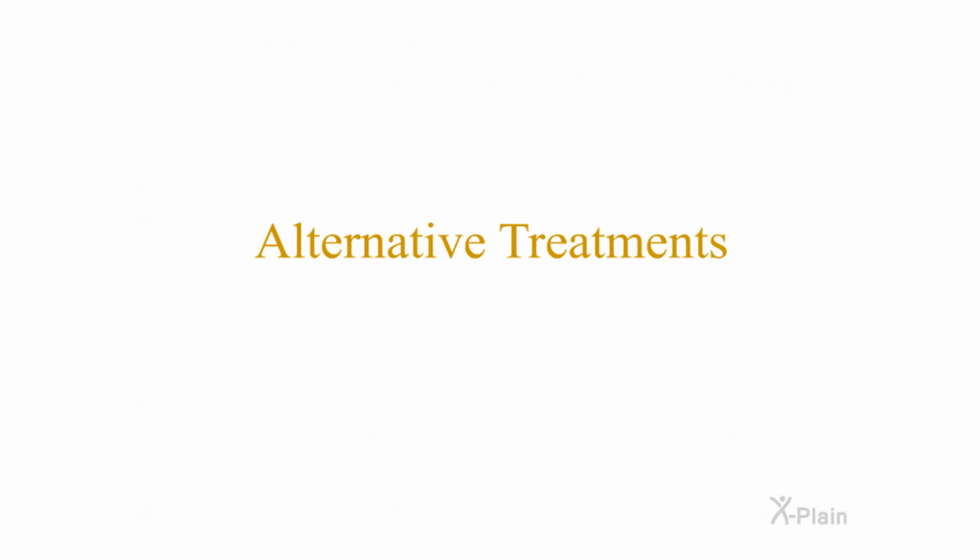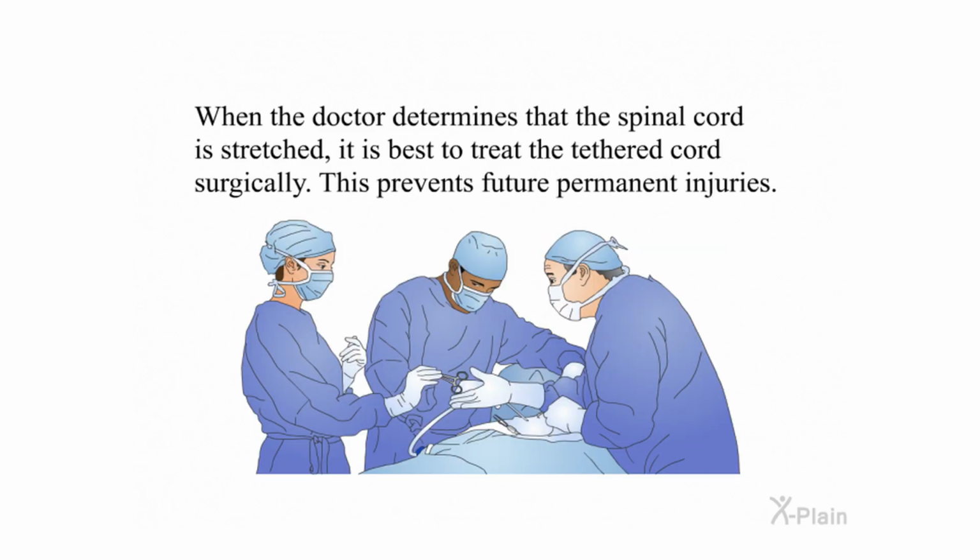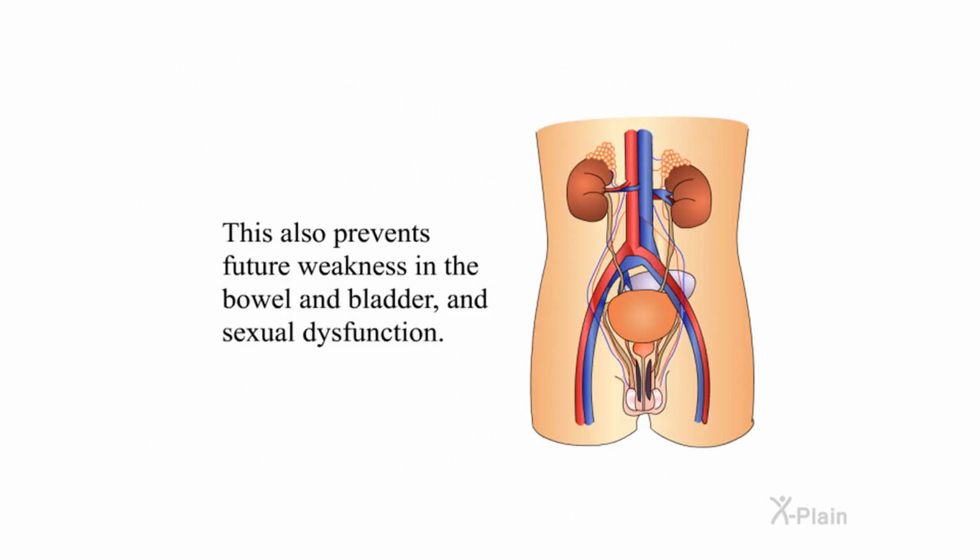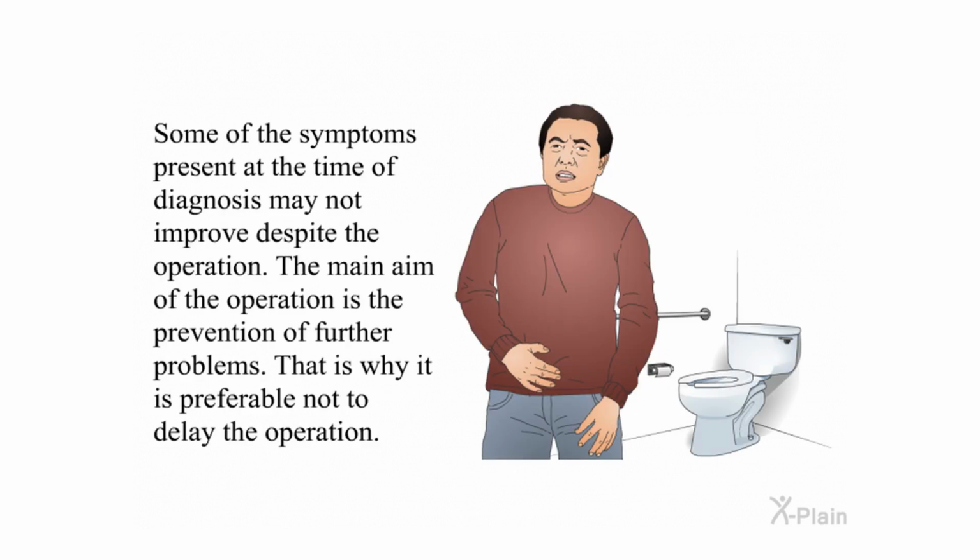Alternative treatments. When the doctor determines that the spinal cord is stretched, it is best to treat the tethered cord surgically. This prevents future permanent injuries. This also prevents future weakness in the bowel and bladder and sexual dysfunction. Some of the symptoms present at the time of diagnosis may not improve despite the operation. The main aim of the operation is the prevention of further problems. That is why it is preferable not to delay the operation.